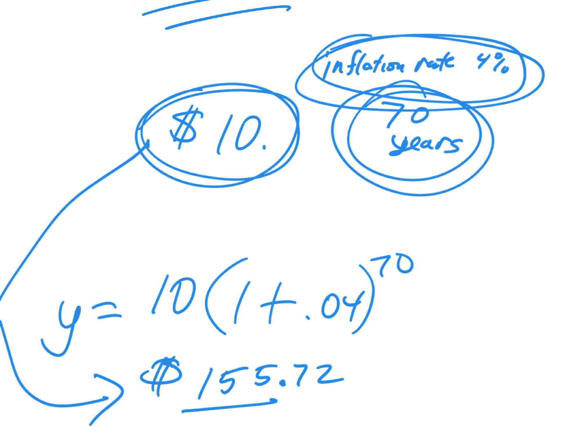I would expect you to have to pay $155 for lunch when you're really old. In fact, our government tries to have 2% inflation. I used 4%. So don't be surprised at all if this number is way bigger than that. You might someday be paying $500 for lunch. Not kidding. Could absolutely happen because of inflation.